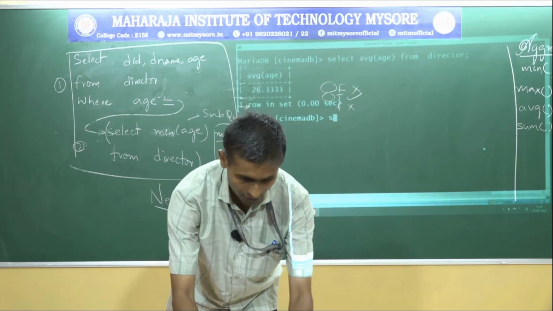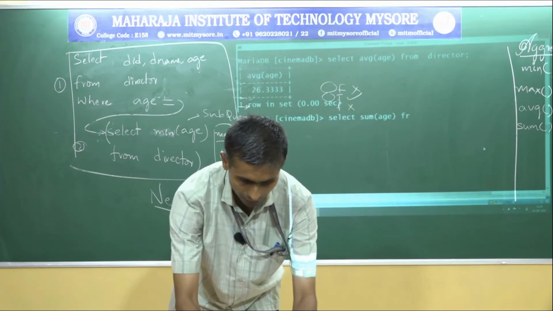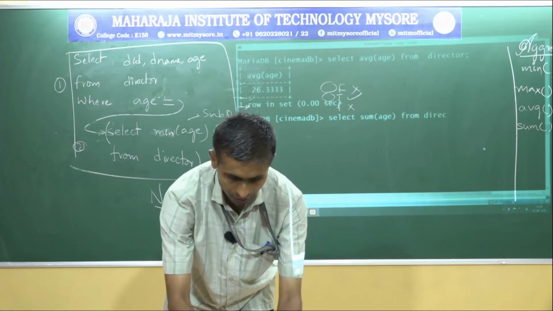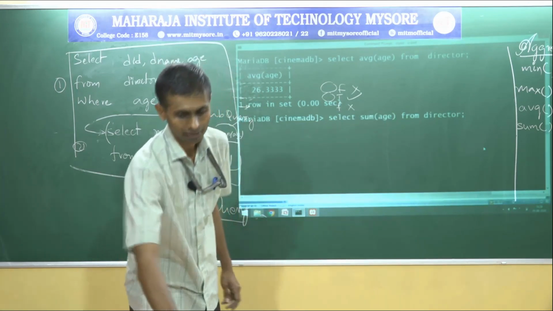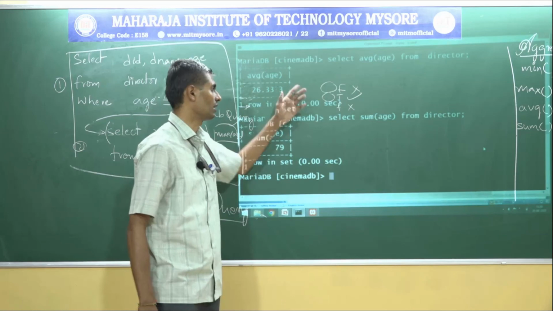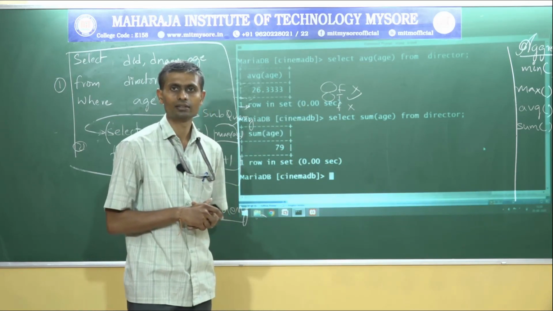With the help of sum, we can easily achieve this. Let me write the last query: select sum of age from director table. Look at this: select sum of age from director. We get 79. It performs that addition and gives me the answer, right?